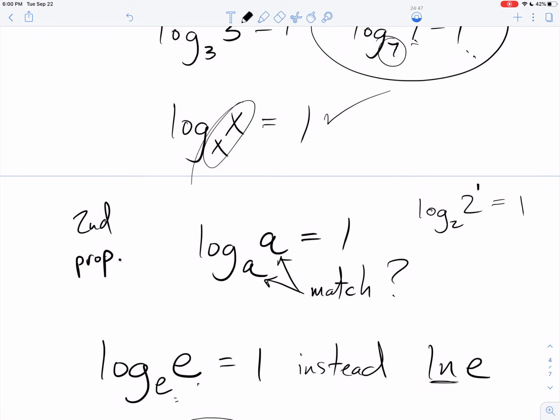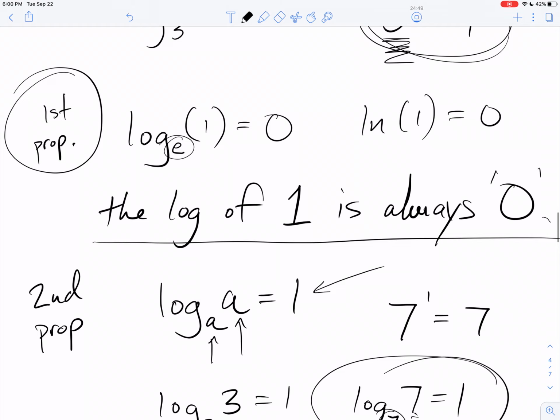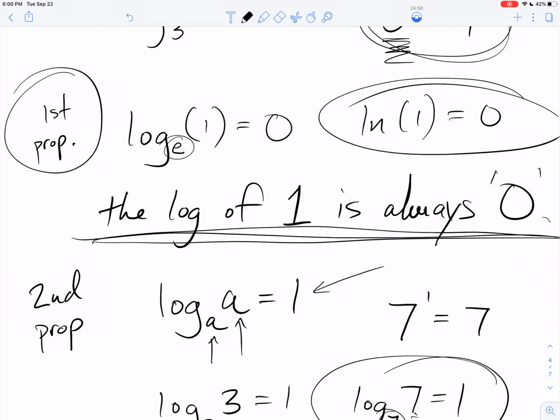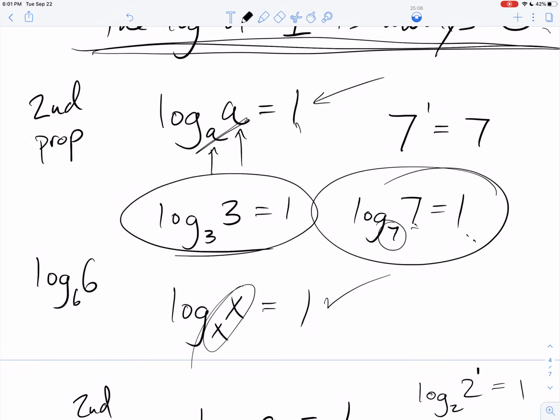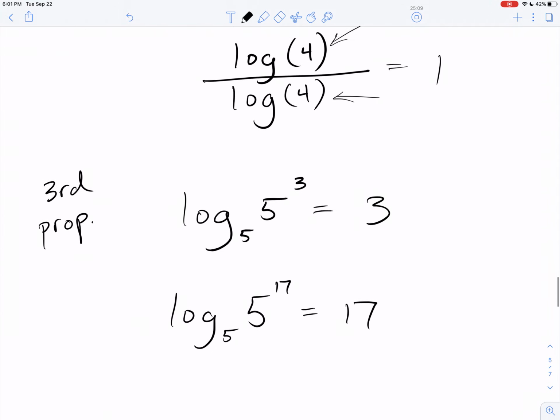So let's review. Up to this point, we've got a first property. Whenever you take the log of 1, you get 0, no matter what the base is. The log of 1 is always 0. That's property 1. Second property, if these two guys match, bam, 1's your answer. This is a fancy way to say 1, baby. That's my second property.